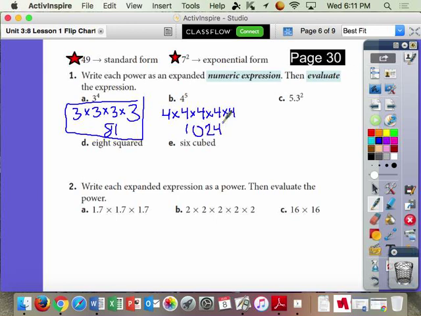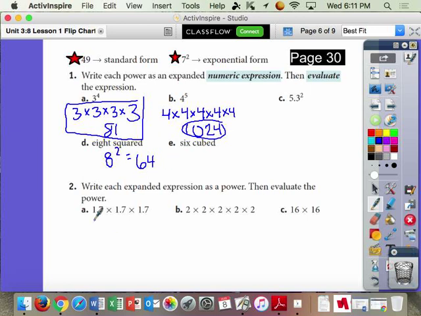1,024. All right? Now, 8 squared. Remember, squared was the weird one. So 8 is going to be the base. Squared is what number up top? A 2. Awesome. So that is 8 squared. So that means 8 times 8, which is 64.